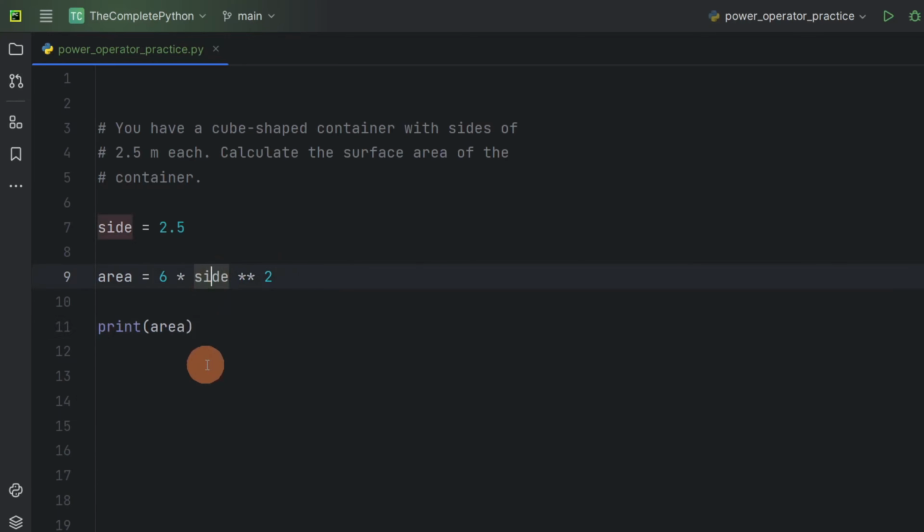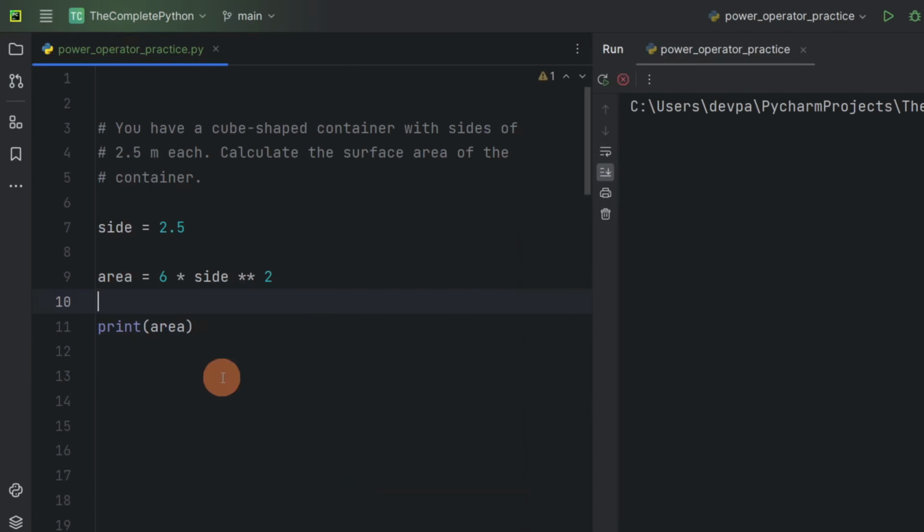Let's understand how the Python interpreter will evaluate this expression. So here we have used the assignment operator, multiplication and the power operator. So the Python interpreter will first evaluate the power operator because the power operator has higher precedence than multiplication and the assignment operator. So first the square of the side will be calculated. Whatever the result, then it will be multiplied with 6 and finally the assignment operator will assign the result of this expression to the variable area. Then we are displaying the value that the variable area is storing.